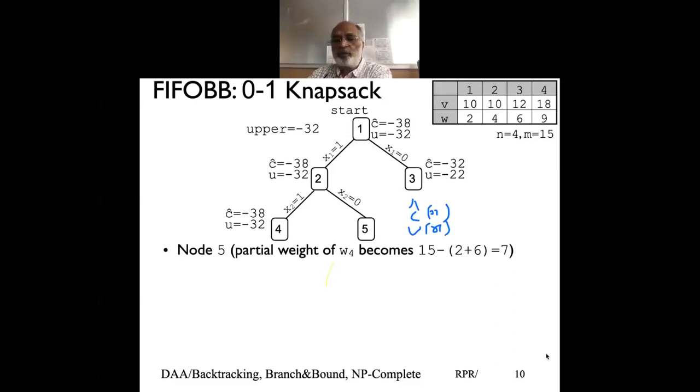Any computations? Quickly compute and tell me what is C hat at X for node 5 and what is U at X for node 5. We are basically saying we are not including this item. Minus 36. Yes, that's right, minus 36, right answer. Can you explain why? We are excluding the second item.